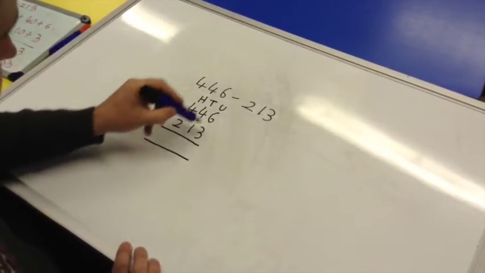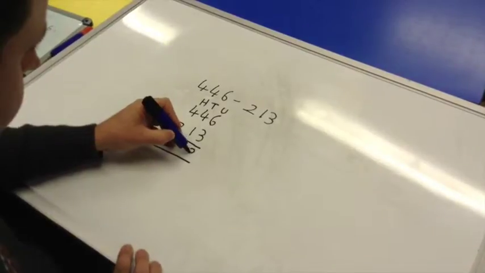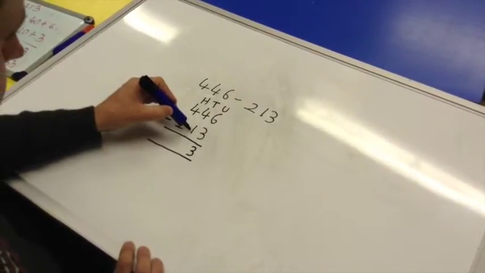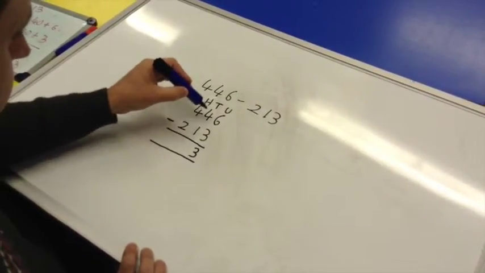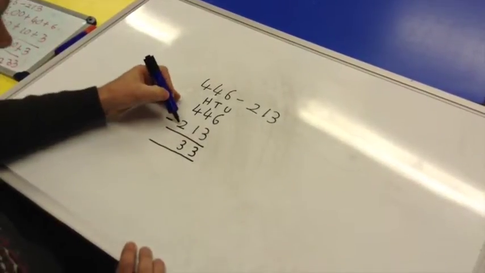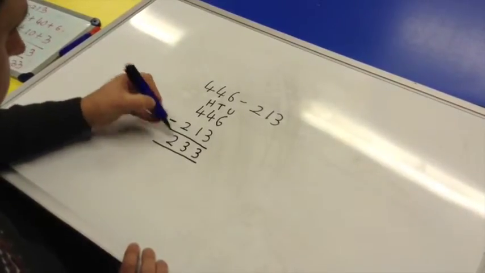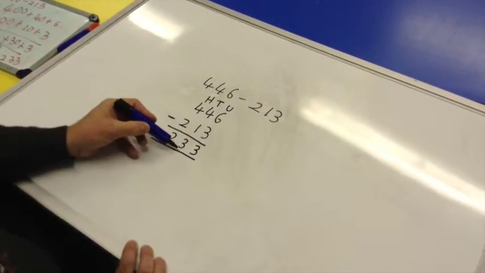We start on the units on the right hand side. 3 from 6 is 3. 10 from 40 or 1 from 4 is 30. And then 2 from 4 or 200 from 400 is 200. So our answer is 233.